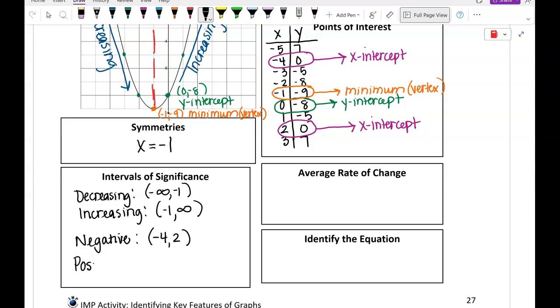My positive y values: the first one happens from -infinity to -4, and from 2 to infinity. So I start out positive, hit that x-intercept. They go negative for a while, hit the second x-intercept, and they go positive again.